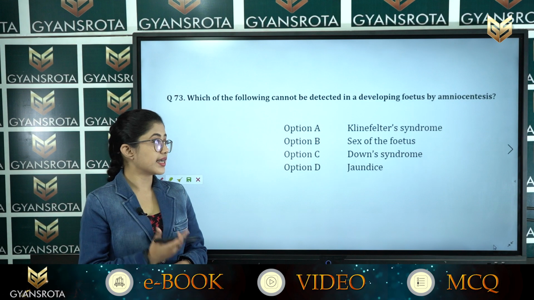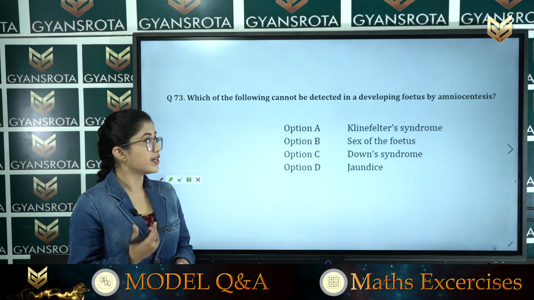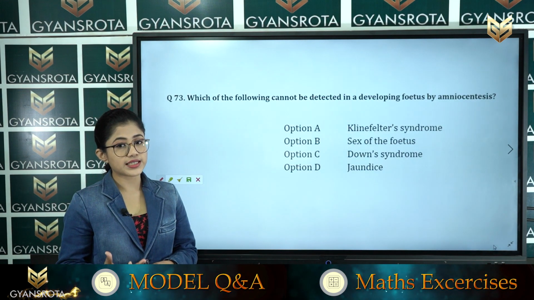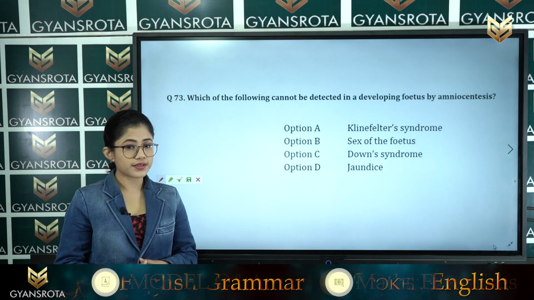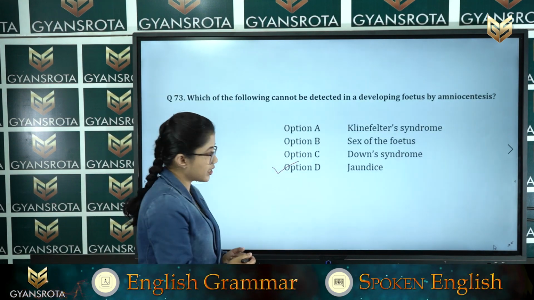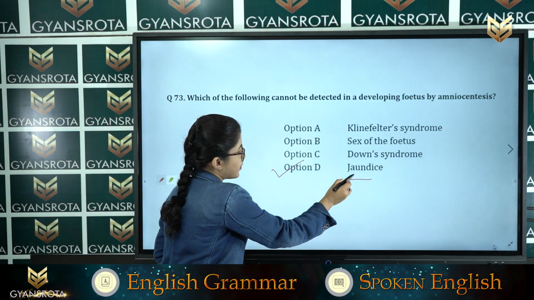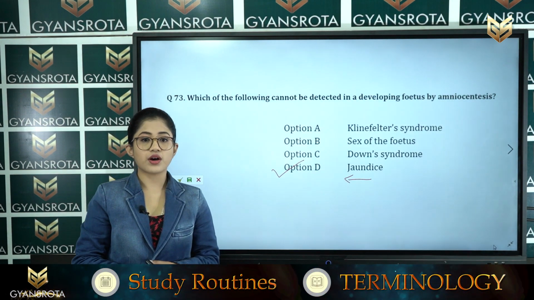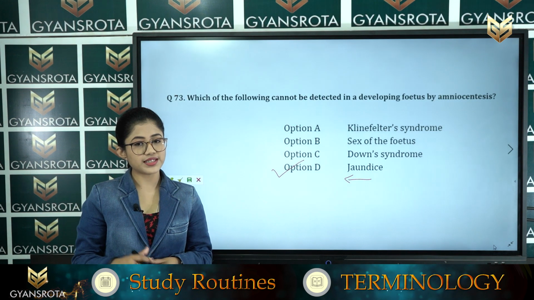So, what is the correct answer? Which of the following cannot be detected in a developing fetus by amniocentesis? The correct answer is option number D, that is jaundice. Jaundice cannot be detected by amniocentesis. Alright. Now, let us see the next question, that is question number 74.